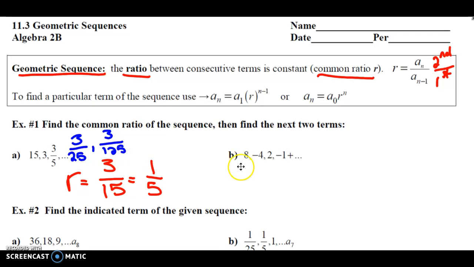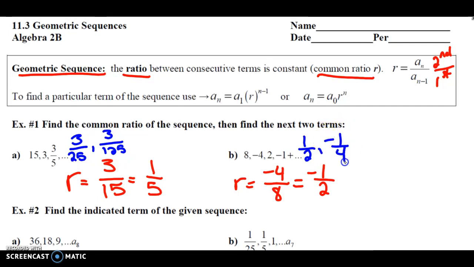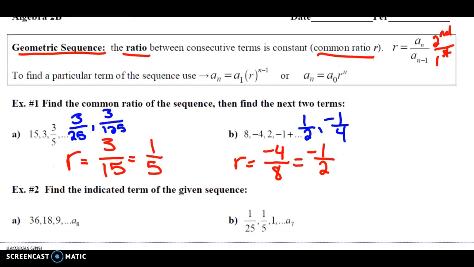For b, to find the ratio, I'm going to take the second term, -4, divided by the first term, 8. When we simplify, we get -1/2. To find the terms, we're going to take -1 times -1/2. And the next term is +1/2. Then, to find the next term, take 1/2 times -1/2, -1/4. So those are the next two terms in the sequence.